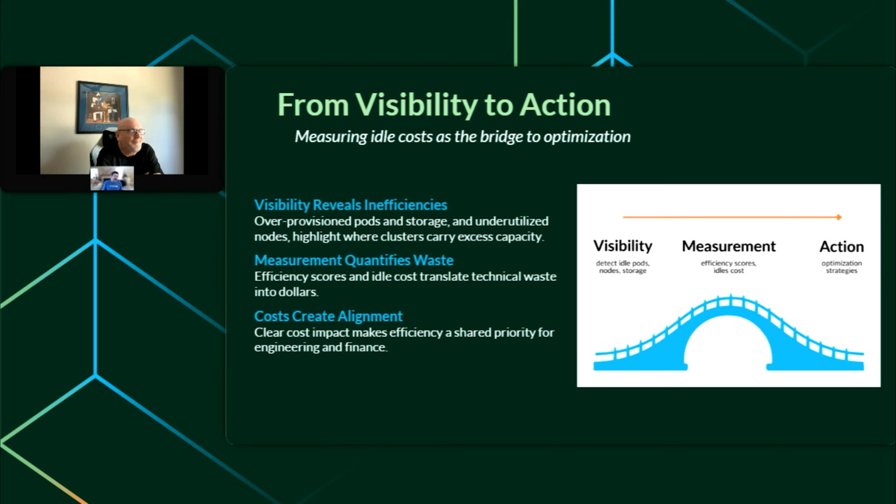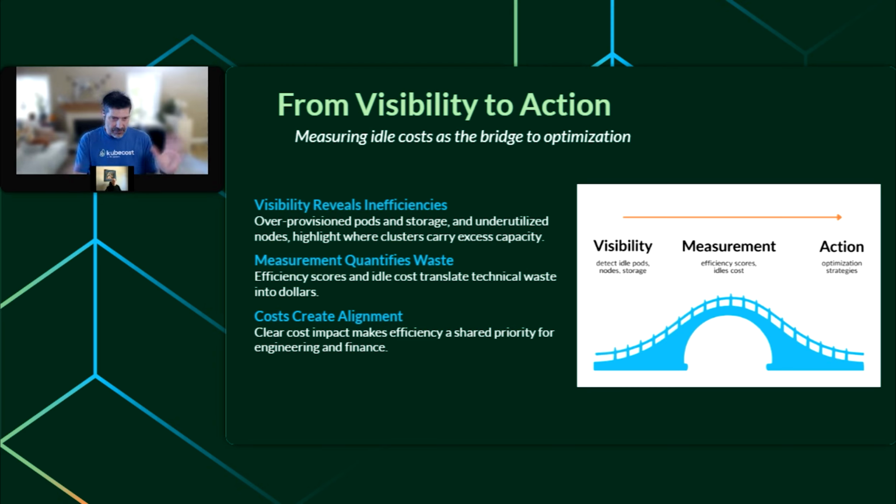Thanks. Look, up until this point, we've looked at where these costs are hiding. They hide in pods and nodes and storage, right? And that's visibility. As you start to track these things, it starts to maybe look more like observability if you're doing it on a continual basis.